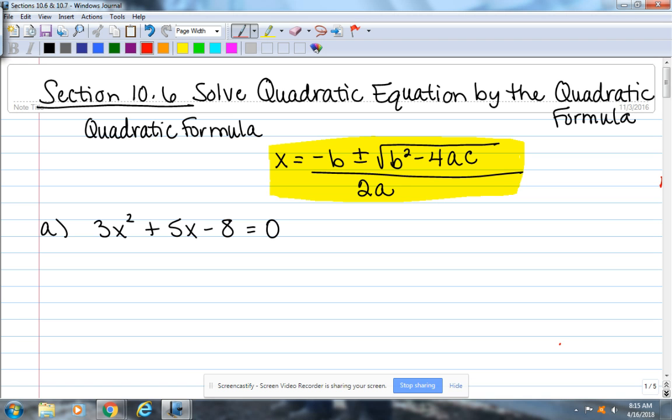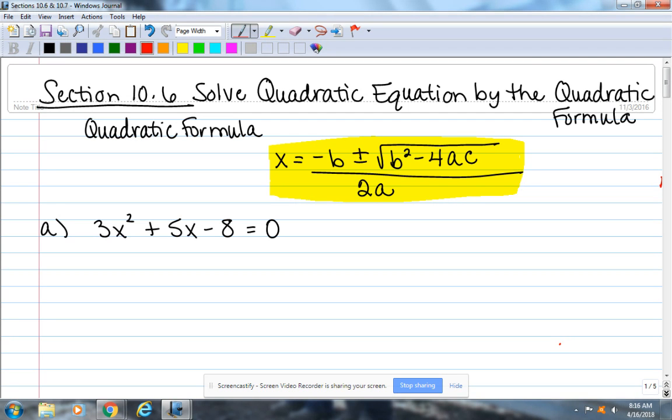We've learned multiple ways to solve a quadratic. First of all, way back in chapter 9, we solved them by factoring. We have solved them by graphing them multiple ways, vertex form and standard form. We also learned completing the square last week. And the last way we're going to learn while we're in Algebra 1 is by using the quadratic formula.